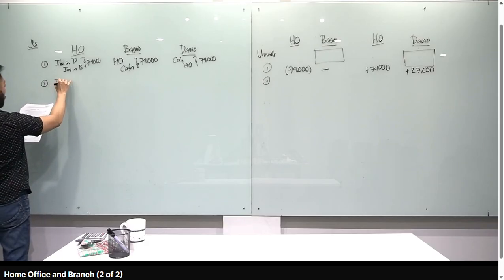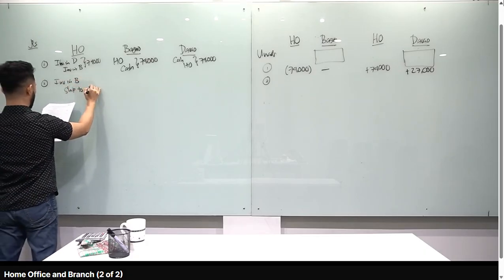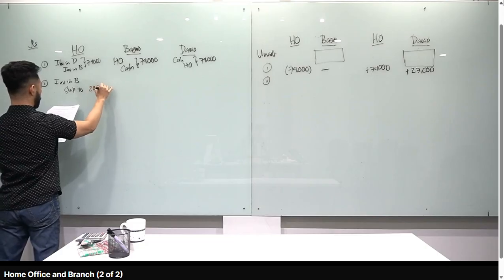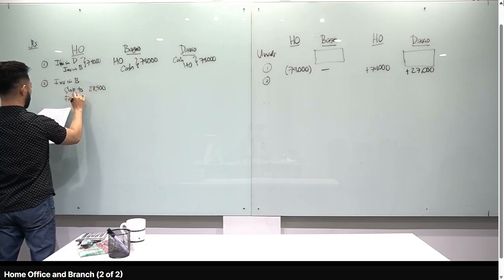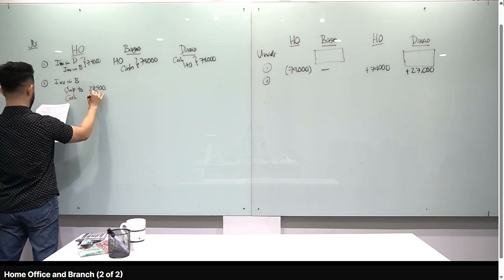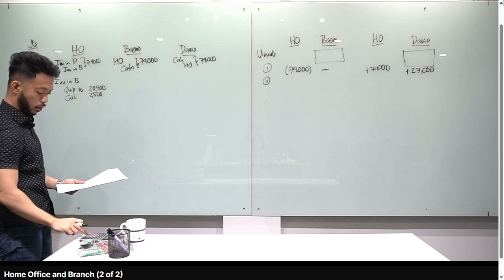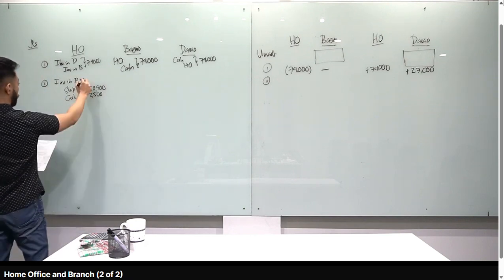So, debit investment in Baguio, investment in B, credit shipment to Baguio, okay? How much yung shipment? 28,900, tama? And then yung freight, dito yung freight, okay? Yung freight natin, credit cash na 2,500. Ayan. So, 28,900 plus 2,500 kasi si Home Office yung nagbayad ng freight, kaya credit cash, you have 31,400.